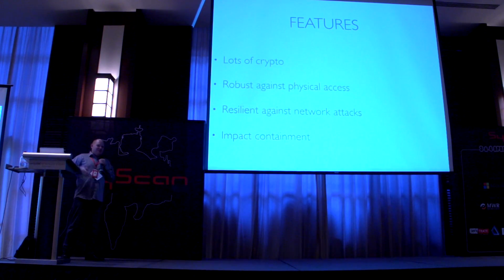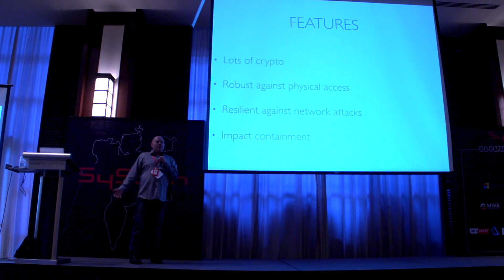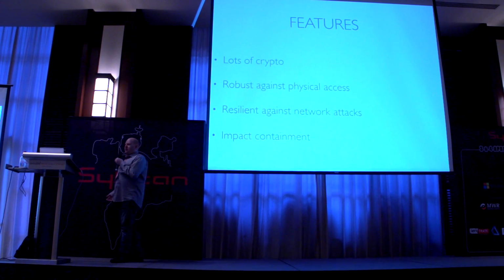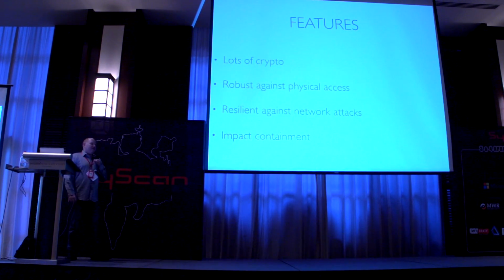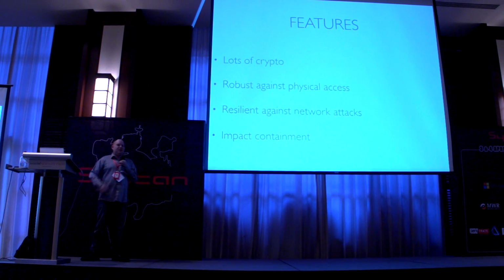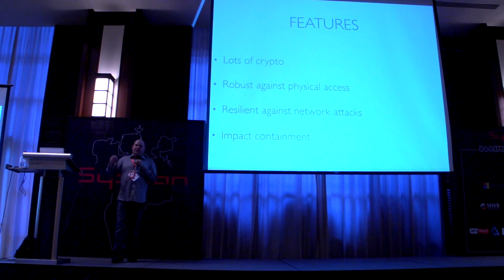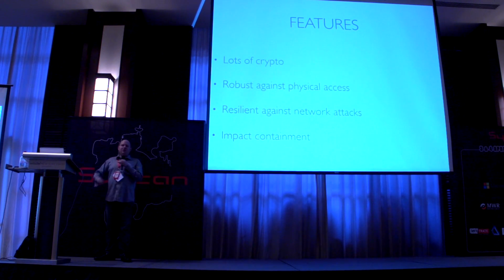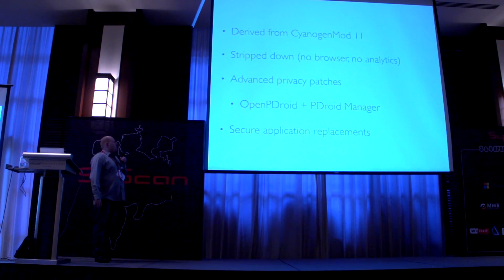As I said, it's robust against physical attacks. The resilience against network attacks is primarily that we don't want people to remotely own our phone. And the easiest way to do that is to just get rid of everything that's remotely ownable. And also impact containment. As I said, compartmentation is a critical part of having a secure phone. The way I've approached impact containment is to limit the amount of information that is available to any application installed on the phone. In theory, that should limit the amount of information that someone can get if they install malware on your phone. In practice, probably not, but at least we tried.